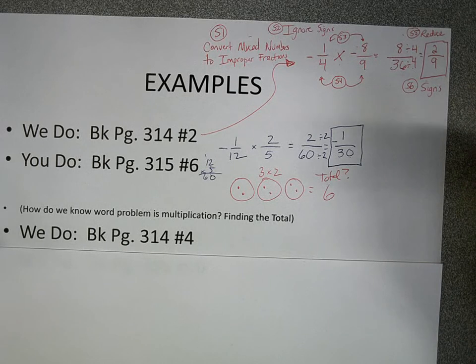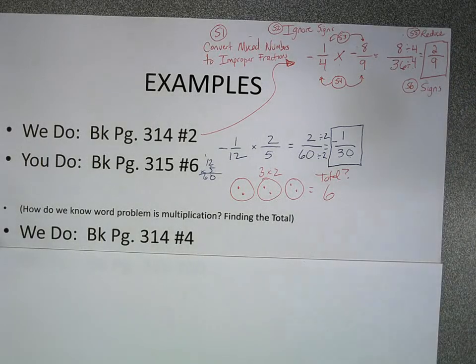There is one exception, especially when you get into fractions. So let's take a look at number 4. It says, the weight of an object on Mars is about 2/5 its weight on Earth. How much would an 80.5-pound dog weigh on Mars?